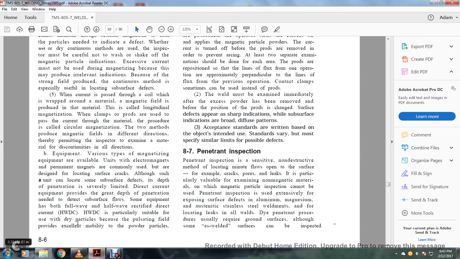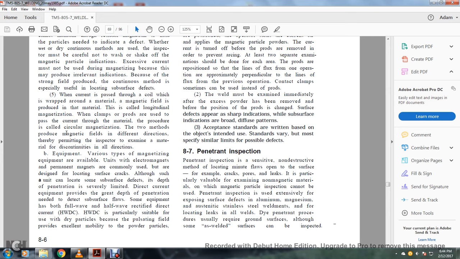5. When current is passed through a coil wrapped around the material, a magnetic field is produced with the longitudinal magnetism. Clamps or prods are used to pass the current through the material. The procedure is called circular magnetization. The two methods produce magnetic fields in different directions, thereby permitting the inspector to examine the material for discontinuities in all directions.